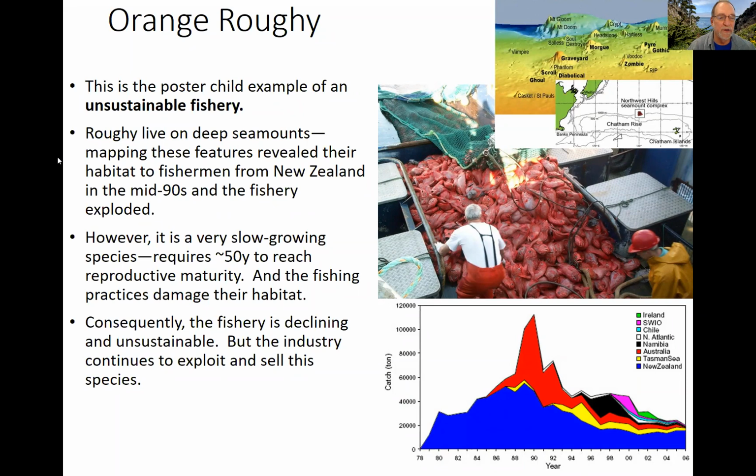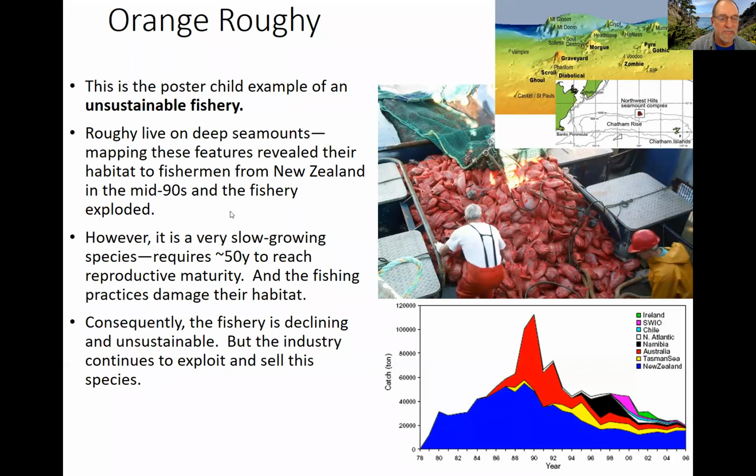But they're tied to these seamounts. That's the habitat that they occupy. Well, in the 1990s, there was a big effort to use modern acoustic techniques to map the location of thousands of these seamounts and then make that information available to fishers from New Zealand and Australia. And so that created the possibility of a fishery for this orange roughy.